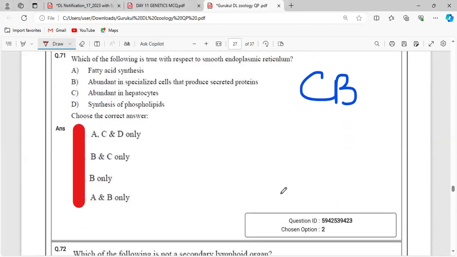Which of the following is true with respect to smooth endoplasmic reticulum? Main functions of smooth endoplasmic reticulum. See how the questions are very simple. You can easily score marks in your examination. If you know the basic knowledge, it is sufficient to answer these kinds of questions.